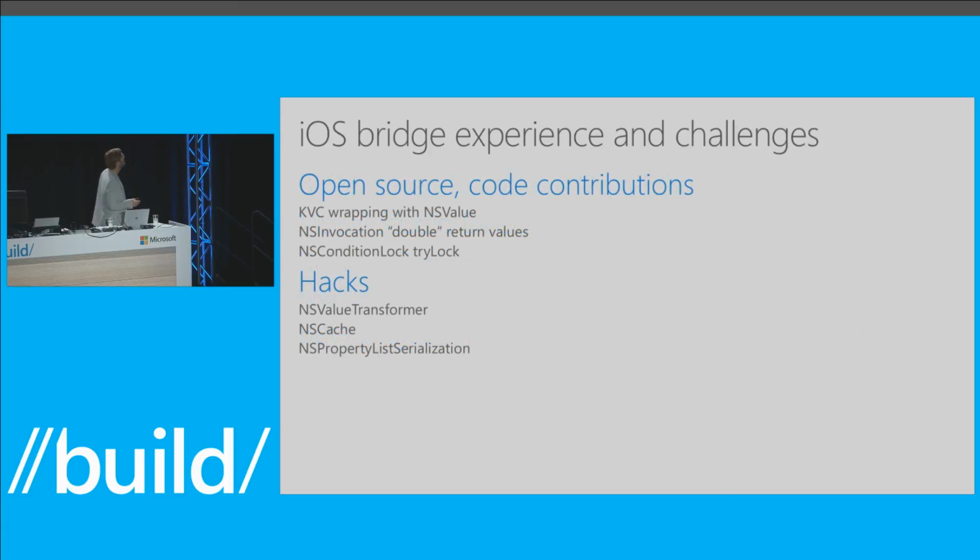Now, there we go. So for example, for NSValue, there was an issue with wrapping and unwrapping when using key value coding. Then we had an issue with NSInvocation when you had a method returning a double value. We also implemented from NSCondition the tryLock method. And for NSPropertyListSerialization, there was an API that was not being exported in the Foundation DLL, so we also fixed that.